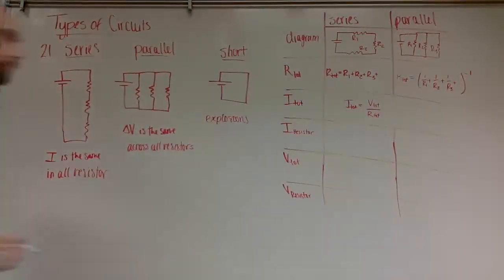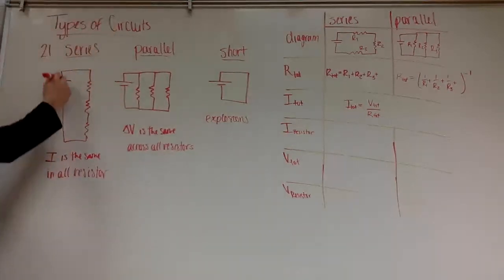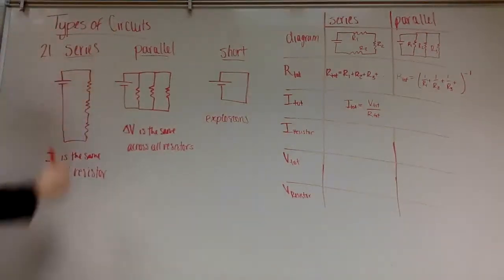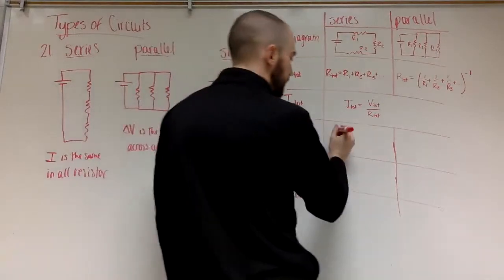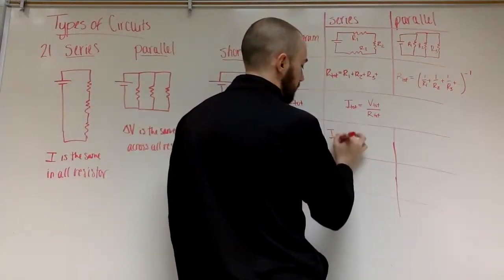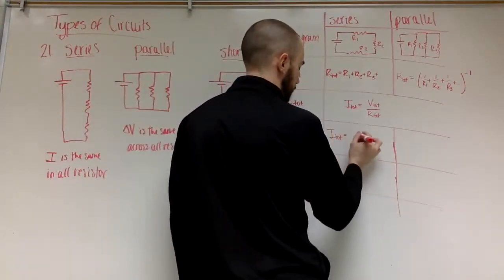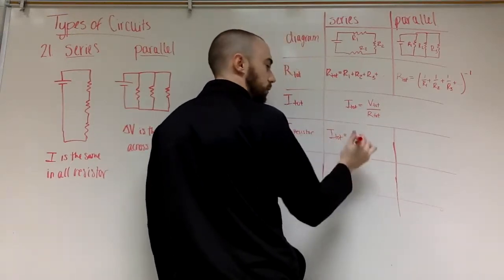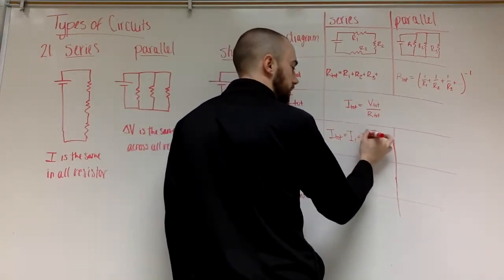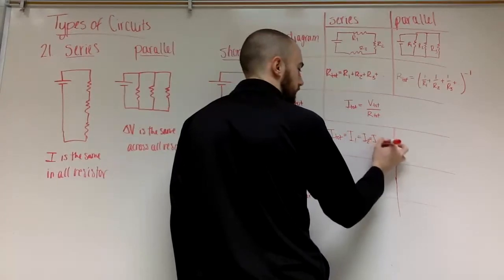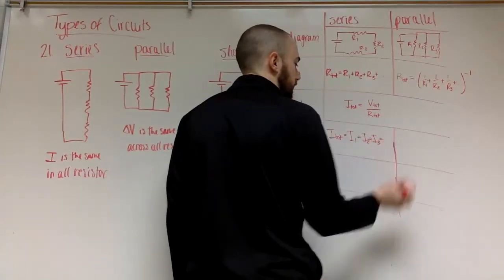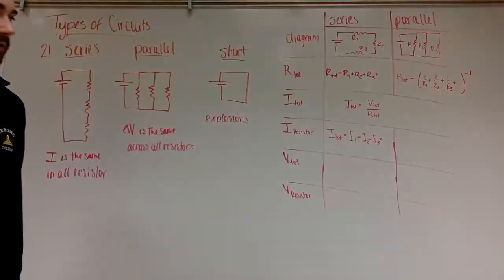Now, how do you find the current in each resistor? Well, like we said before, in this one, current is exactly the same in all of them. So what we do is we just say the I in an individual resistor is exactly the same as I total. So it's the same for every single resistor.